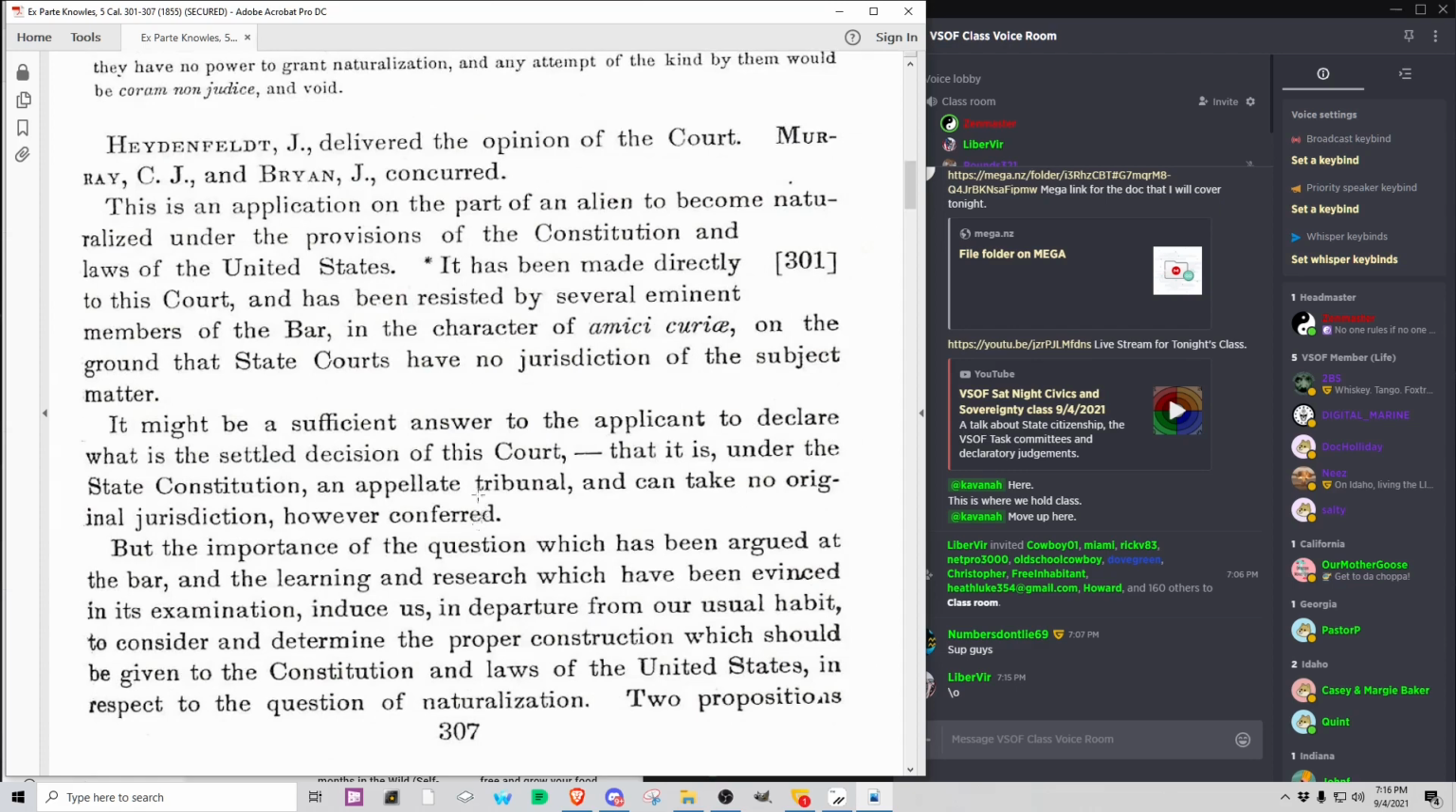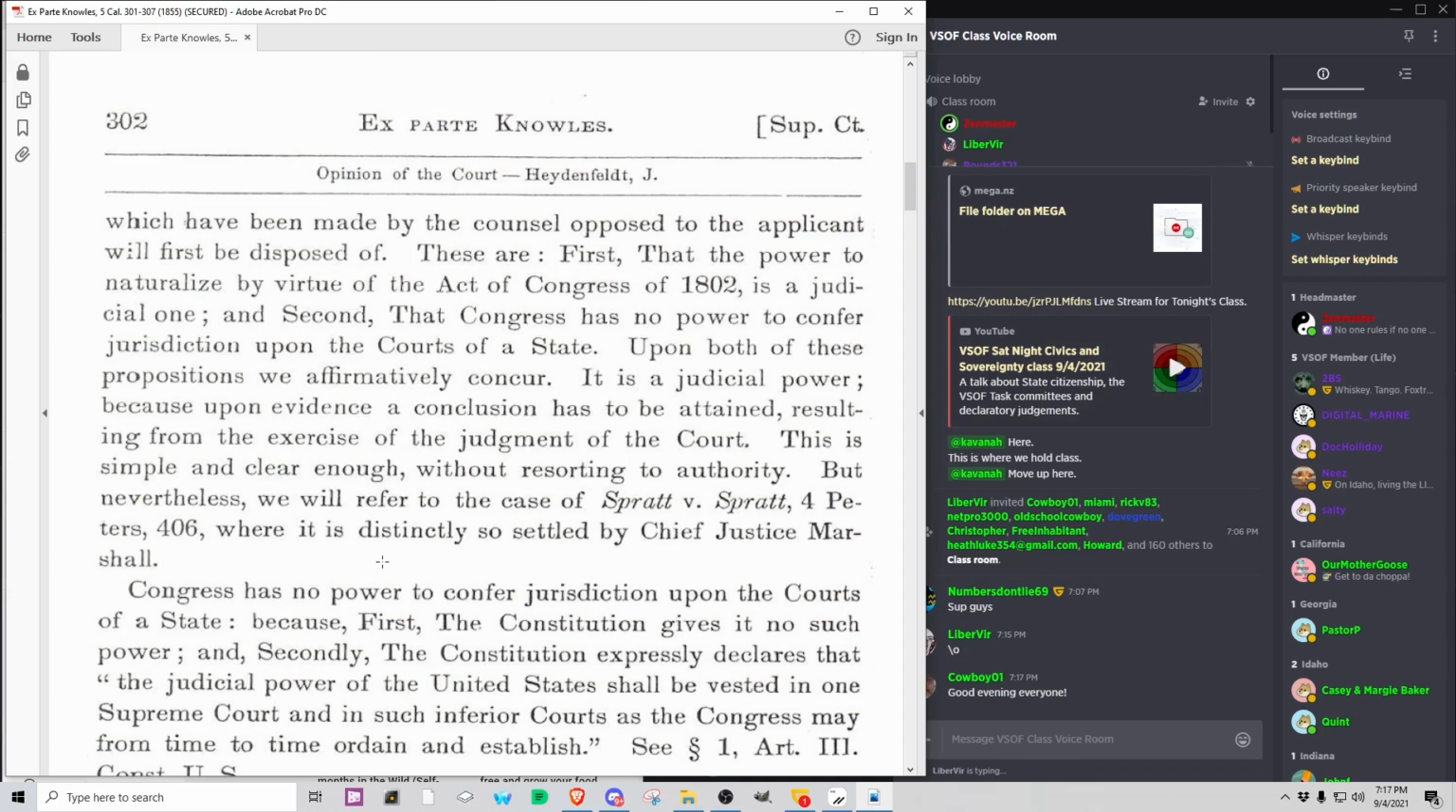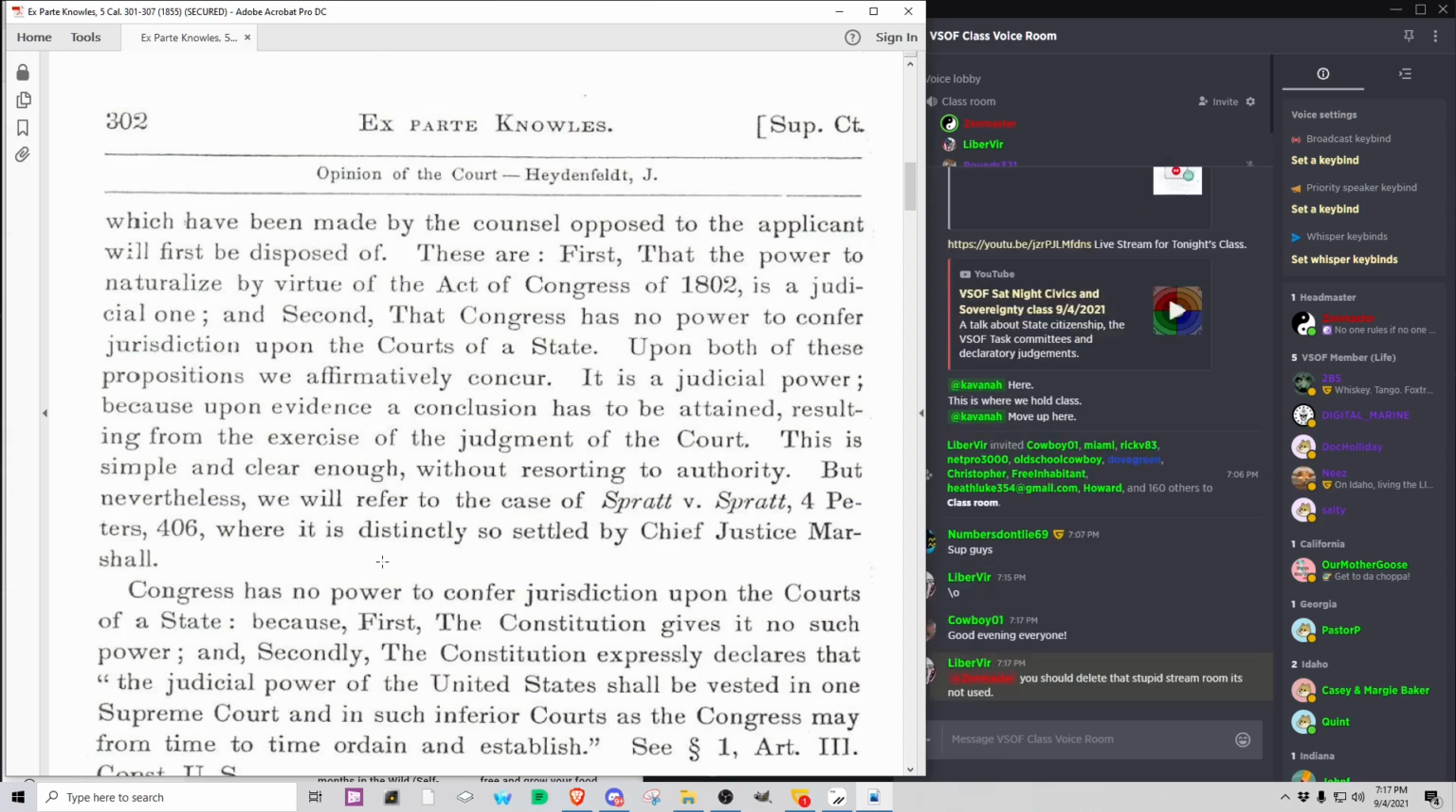But the importance of the question, which has been argued at the bar, and the learning and research which have been evidenced in its examination, induce us, in departure from our usual habit, to consider and determine the proper construction which should be given to the Constitution and laws of the United States in respect to the question of naturalization. Two propositions which have been made by the counsel opposed to the applicant will first be disposed of. These are, first, that the power to naturalize by virtue of the Act of Congress of 1802 is a judicial one, and second, that Congress has no power to confer jurisdiction upon the courts of a state. Upon both of these propositions, we firmly concur.